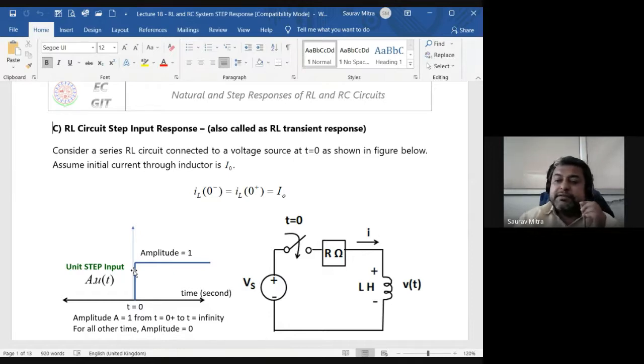For the inductive resistive circuit LR, the R value is inversely proportional to the time constant. And for the RC circuit, the R value is directly proportional to the time constant. And time constant and system fastness are inversely proportional. So the more the time constant, the slower the system becomes, and the smaller the time constant, the faster the system becomes.